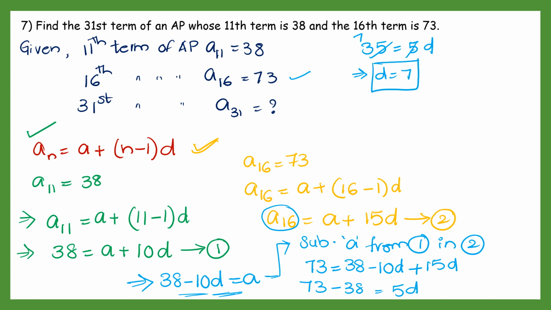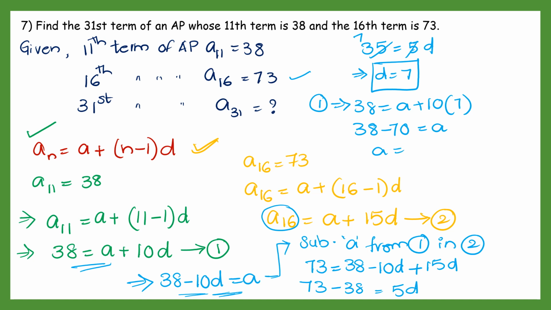Now let's substitute this value of D in the first equation. The first equation is 38 is equal to A plus 10D. That means 10 into 7, 70. If it comes to the left side, you will get minus 70. So A will be 38 minus 70. 70 minus 30 is 40, again 8 you should subtract, so you get 32. It is minus 70, so A will be minus 32. Now you have the value of A and the value of D.